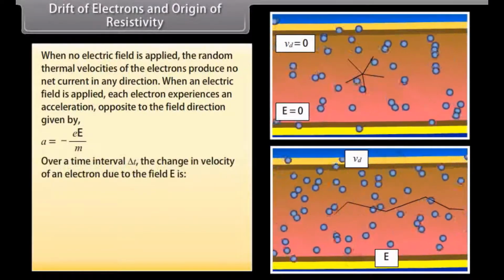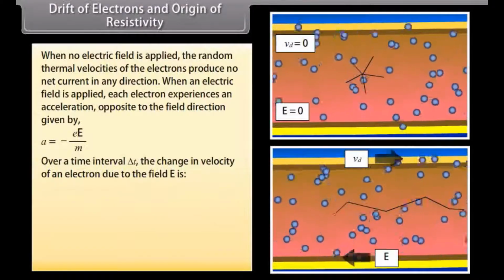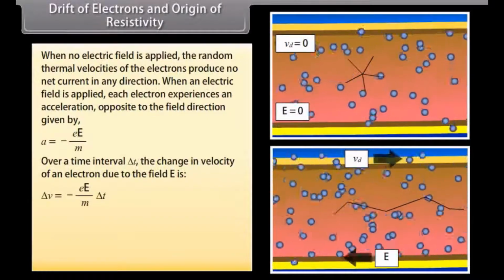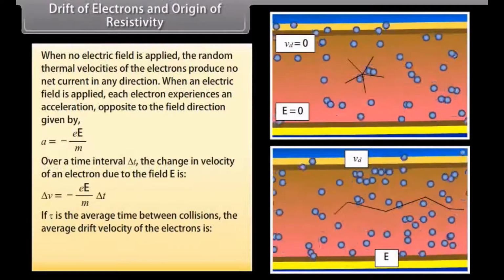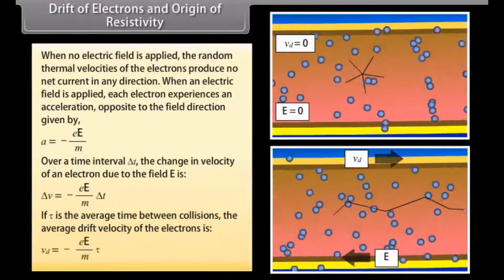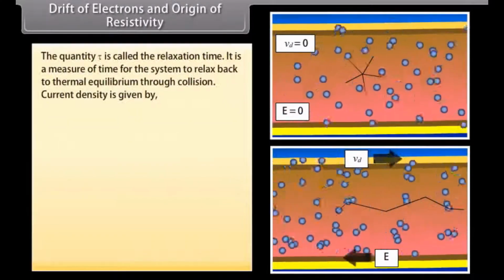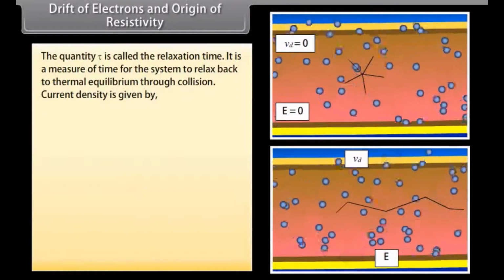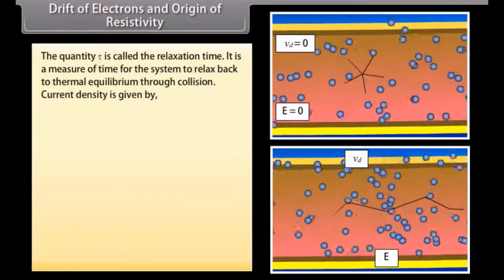Over a time interval delta t, the change in velocity of an electron due to the field E is equal to the product of acceleration and time interval. If tau is the average time between collisions, the average drift velocity of the electrons is equal to the product of acceleration and tau. The quantity tau is called the relaxation time. It is a measure of the time for the system to relax back to thermal equilibrium through collisions.